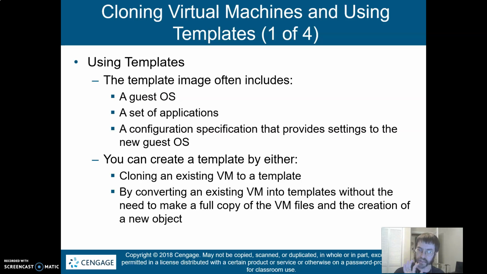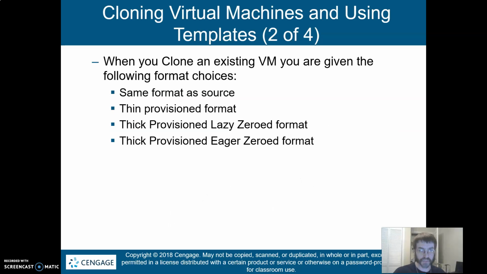Alternatively, you can clone an existing VM into a template. When you do that, you have more choices in terms of drive format. Either you can leave it as is, or you can turn that template into, say, a thin provisioned, or thick lazy, or thin eager, or thick eager.